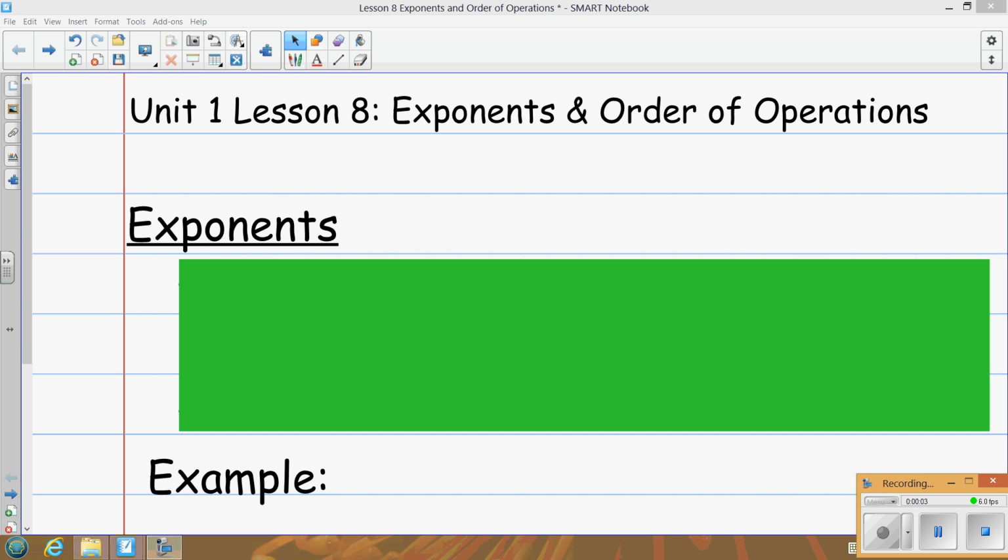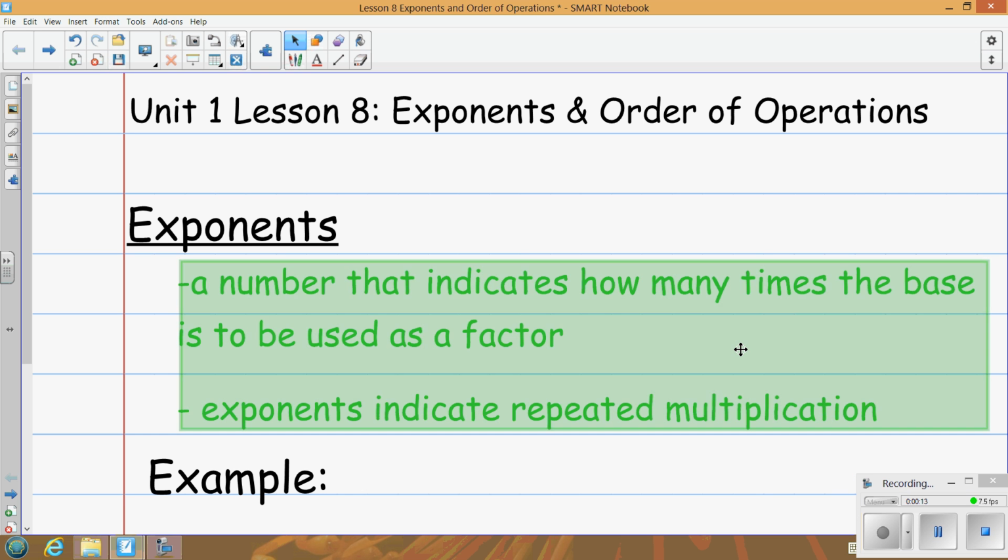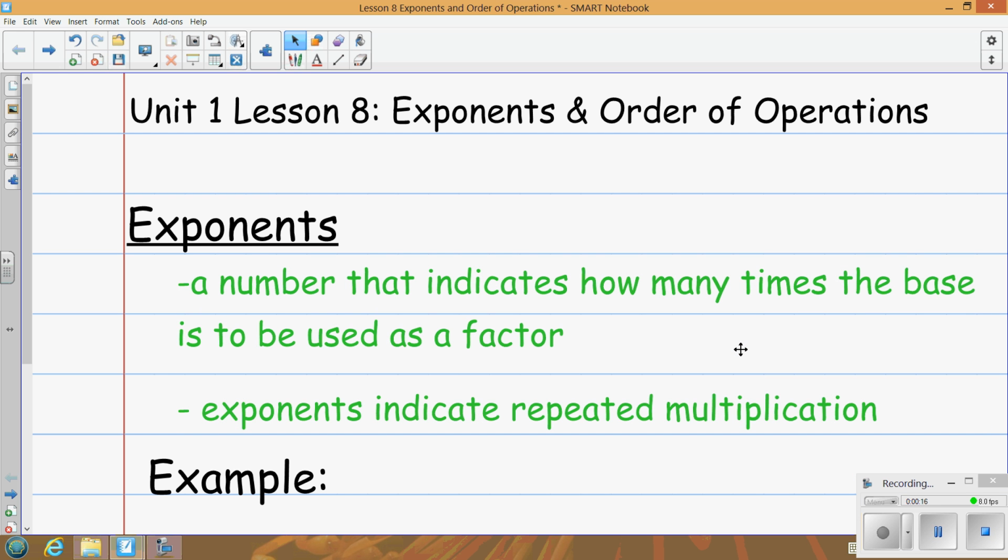Lesson 8 is focusing on order of operations. And before we can do that, we have to talk a little bit about what exponents mean, because exponents are part of order of operations. To refresh your memory, an exponent is a number that indicates how many times the base is to be used as a factor. So they indicate repeated multiplication. So exponents are the powers.